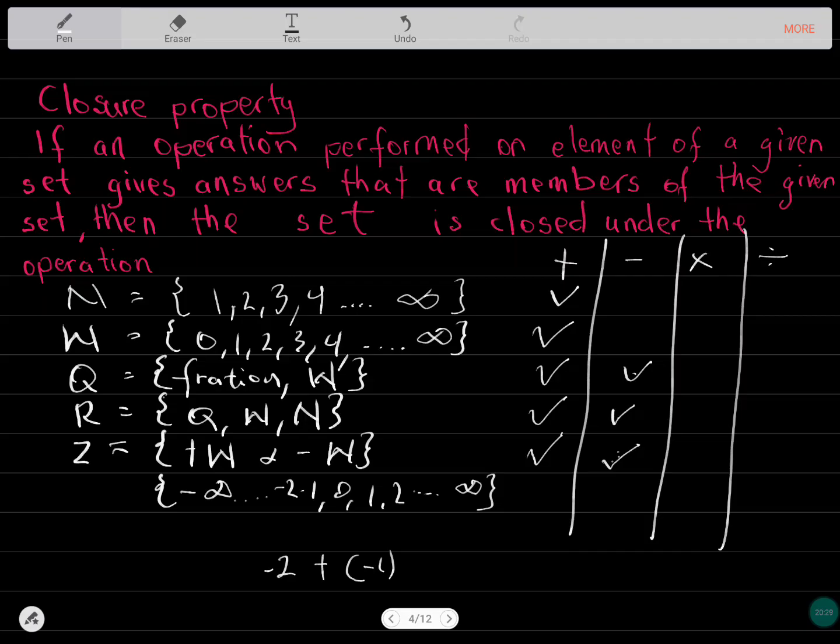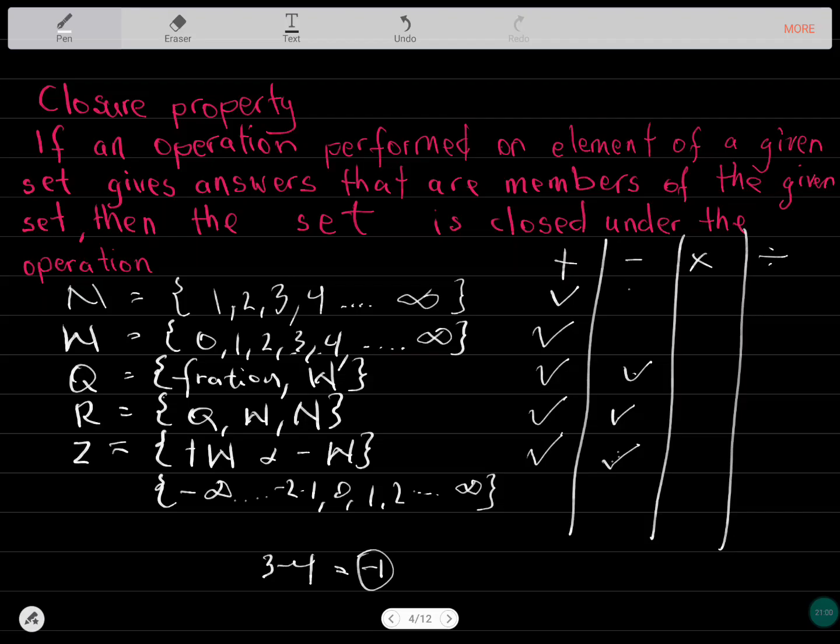But that is not the case for subtraction. We may have negative numbers when we do subtraction, and we are not going to have negative numbers in natural numbers. Same for whole numbers, we do not have negative numbers in whole numbers. For instance, if I pick these two members of whole numbers, say 3 minus 4, that is going to give us negative 1. Negative 1 cannot be found in the set of whole numbers, so it is not closed.